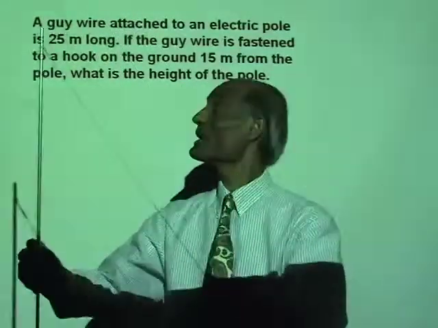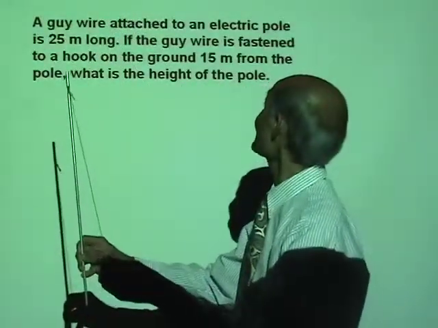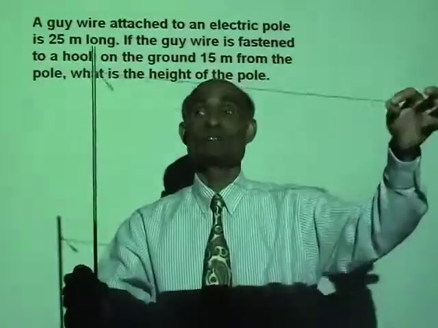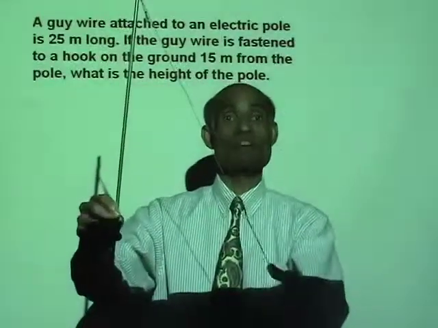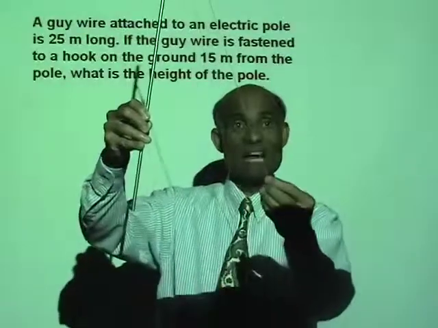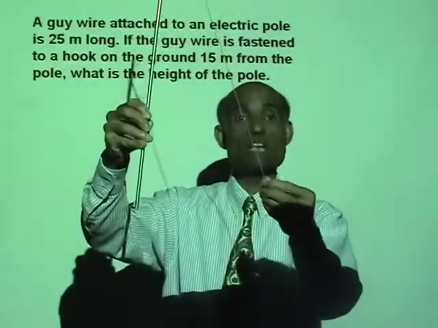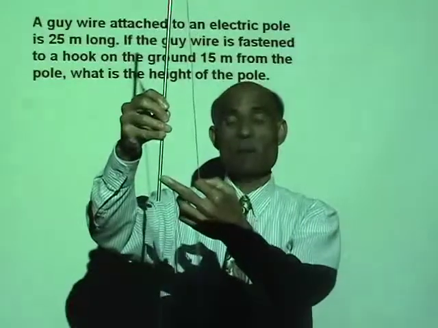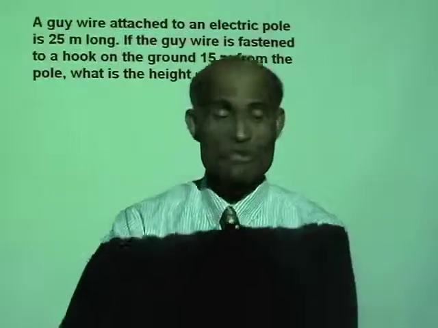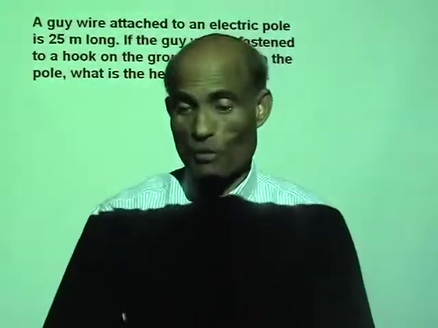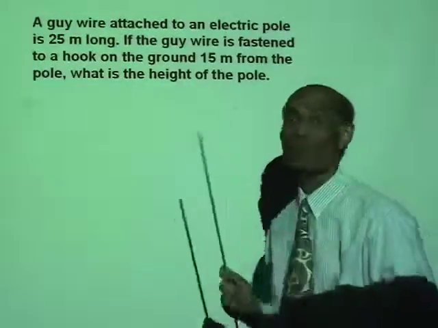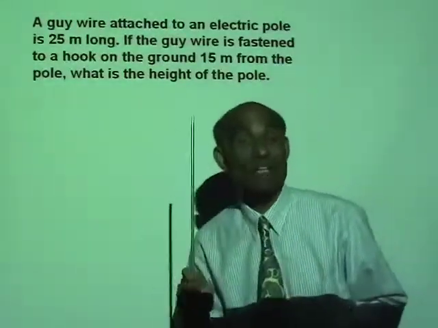Now, what do we have in here? A guy wire attached to an electric pole is 25 meter long. The length of this rope is 25 meter. And the hook to which it is attached is 15 meter from the pole. That means if I measure the distance from the pole to the hook, that is 15 meter long. What are we supposed to find? We need to find the height of the pole. But we need to draw a diagram here.